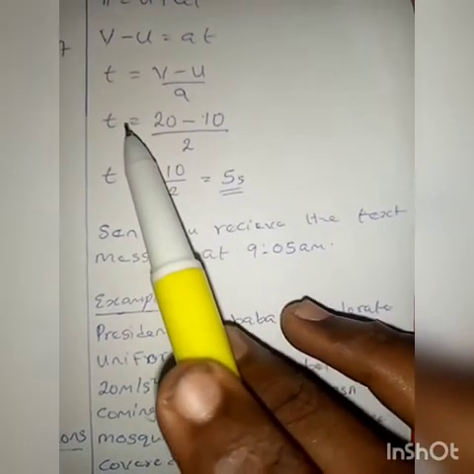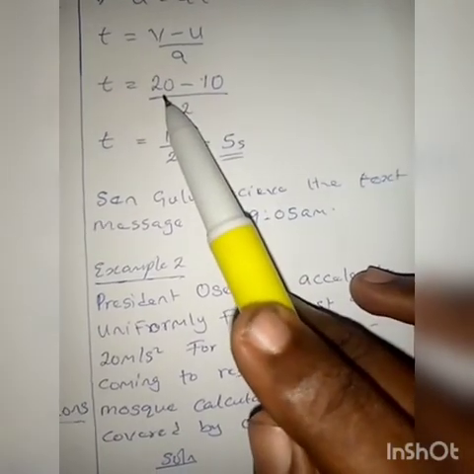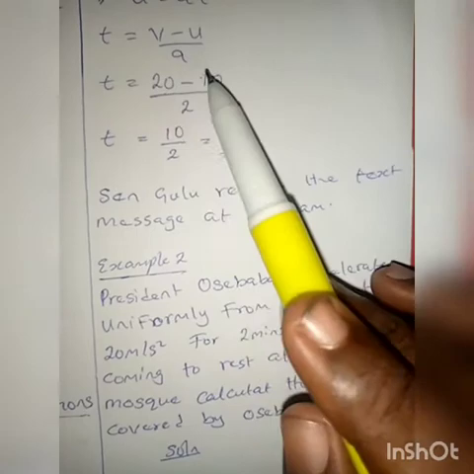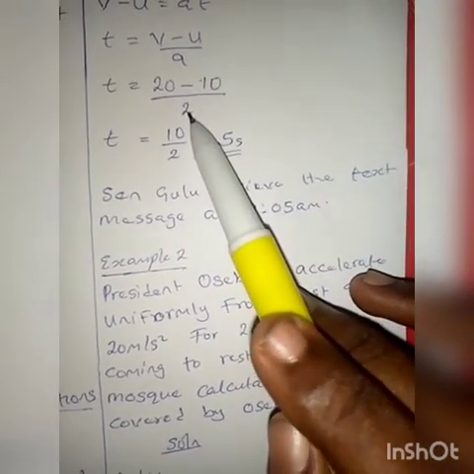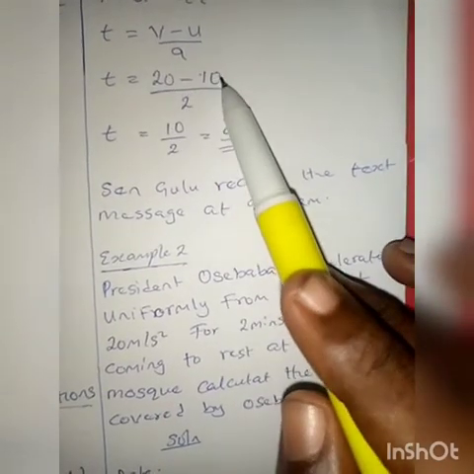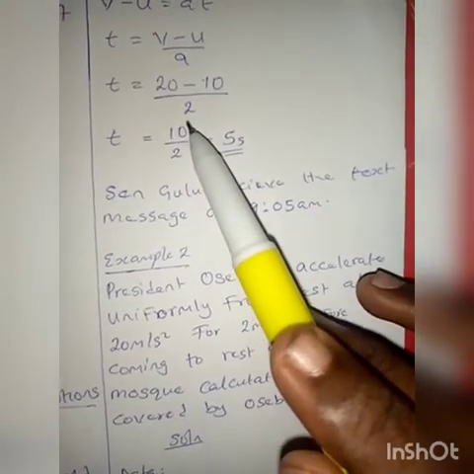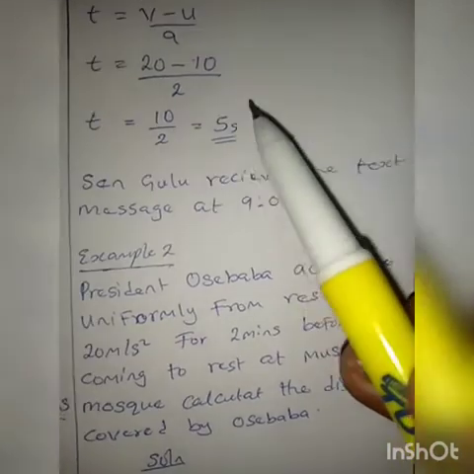So now you can say t is equal to v minus u over a. What is our v, which is our final velocity? The final velocity of Senator Gulu was 20, and the initial velocity of Senator Gulu was 10, and he accelerated at 2 meters per second square. So 20 minus 10 will give us 10, now divided by what? 2. So 10 divided by 2 will give us what? 5. Of course, the unit of time is second.